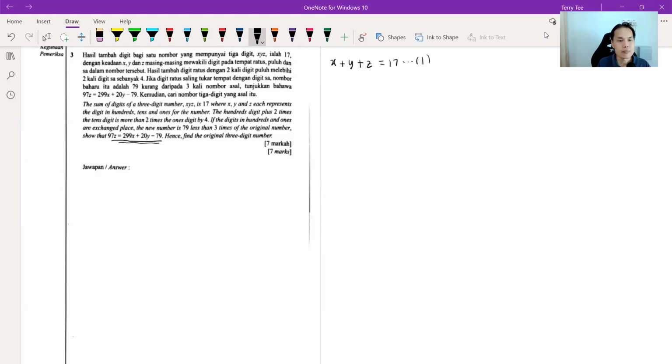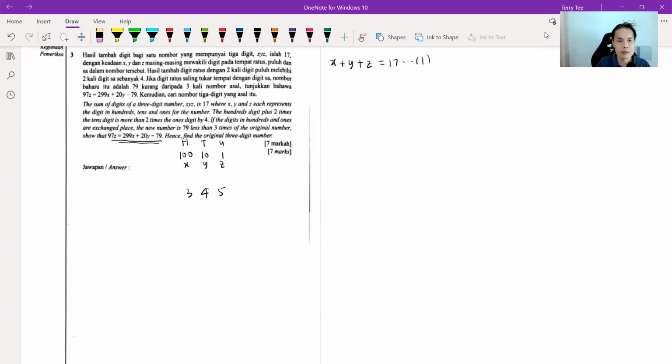Okay, then the hundreds digit is x. When we talk about 100, this is 100, this is 10, this is your unit, which is 1. So this number is x, y, and z. For example, if the number is 345, this is 3 times 100 plus 4 times 10 plus 5. That's 345, right?